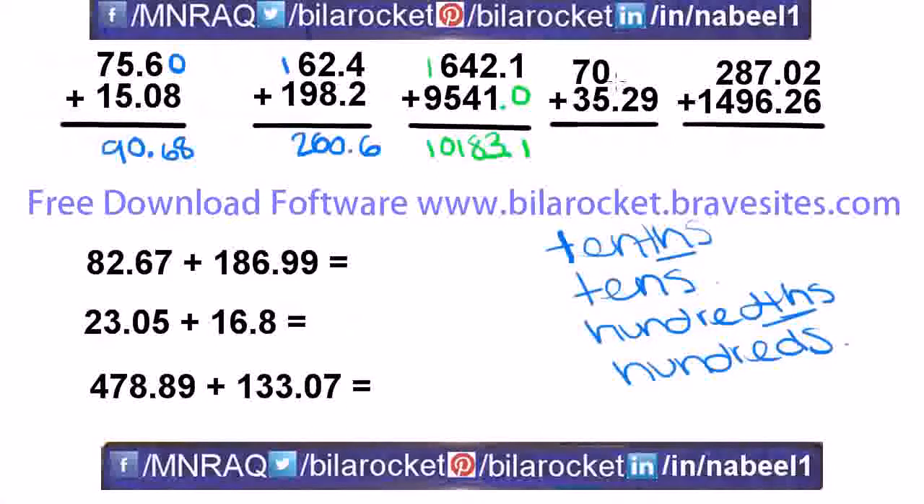Same deal over here, don't let this confuse you. Put an imaginary little decimal point right there, and 2 zeros. In actuality, there can be an infinite amount of zeros, so you can keep on going so on and so on. So 0 and 9 is 9. 0 and 2 is 2. Bring down the decimal point. 0 and 5 is 5. 7 and 3 is 10.